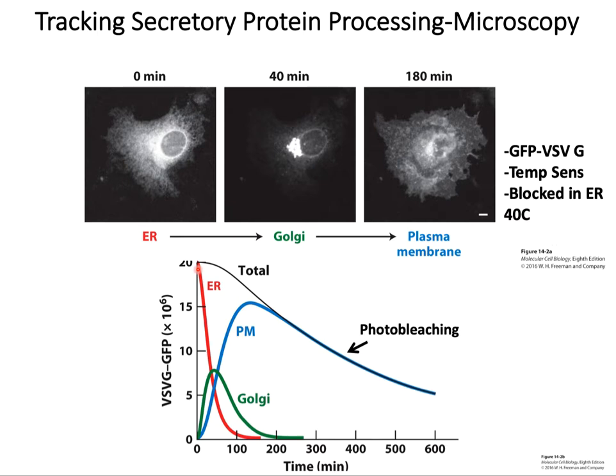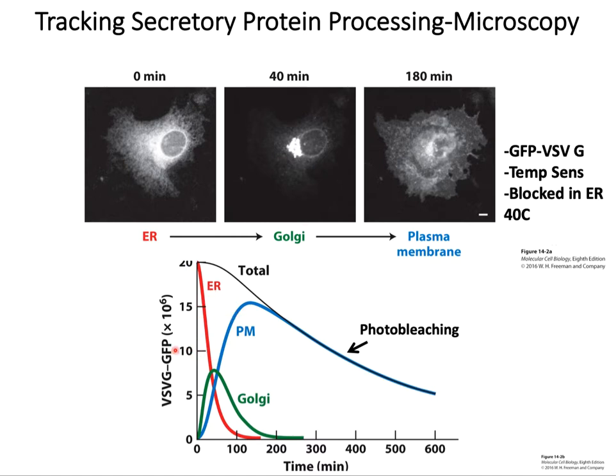Then you relieve the block. You move the cells into a permissive temperature like 32 degrees, and the synthesis continues at this point. So you can see at 0 minutes, all of the VSV-G is in the ER right here. By about 40 minutes, it is all in the Golgi, and about 180 minutes, it is all in the plasma membrane of the cell. You can actually take fluorescence measurements and track them as shown here.